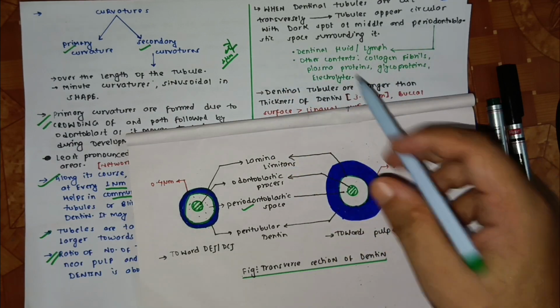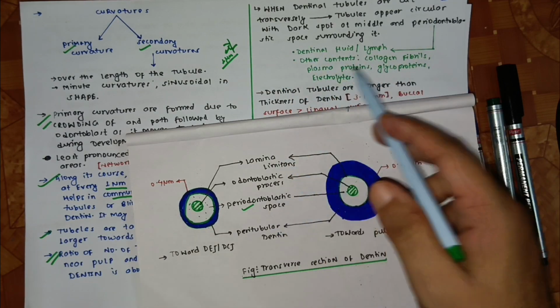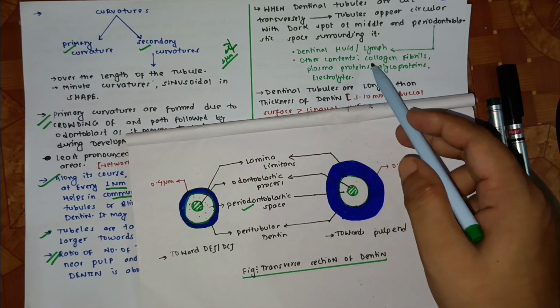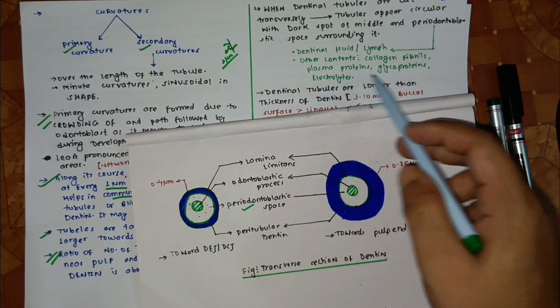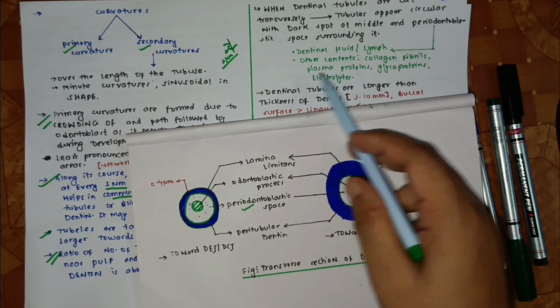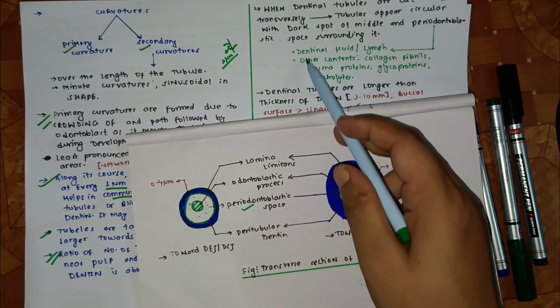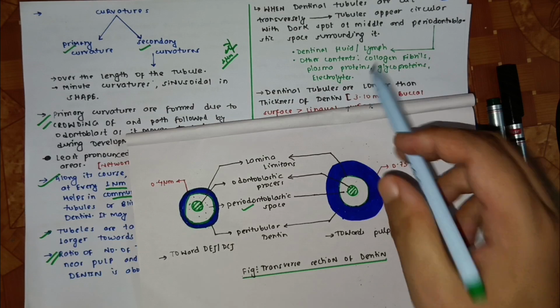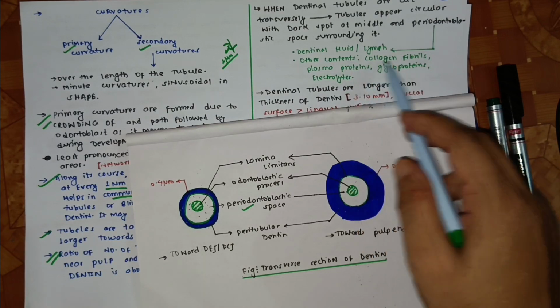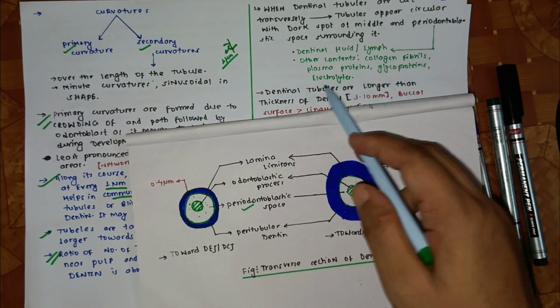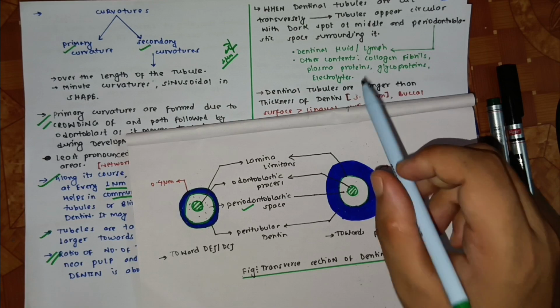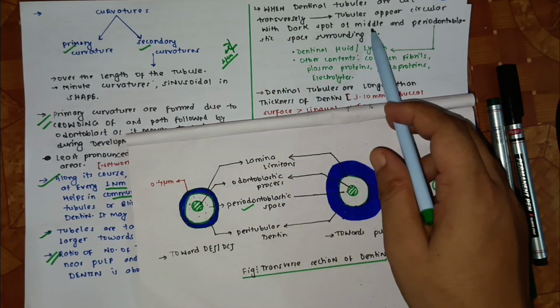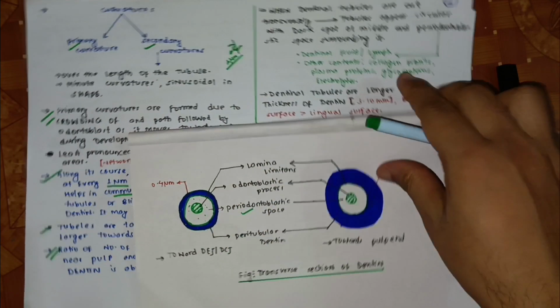In this periodontoblastic space, the dentinal fluid contains collagen fibrils, plasma protein, glycoproteins, and electrolytes. We will be discussing this dentinal fluid in detail in upcoming videos. For now, just remember those points: collagen fibrils, plasma protein, glycoproteins are present in this dentinal fluid or the lymph. And the dark spot at the middle is the odontoblastic process.